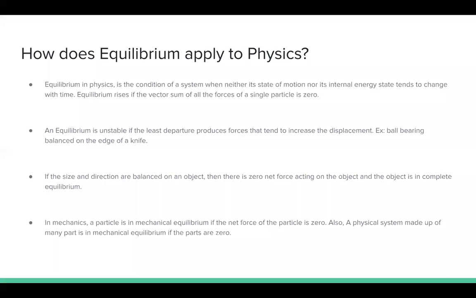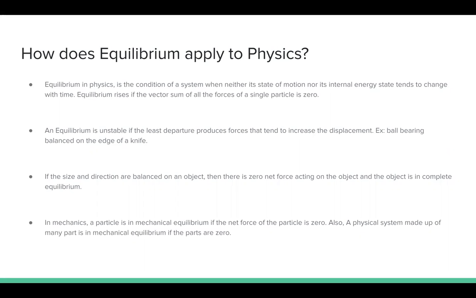How does equilibrium apply to physics? Equilibrium in physics is the condition of a system in which neither its state of motion nor its internal energy state tends to change with time. Equilibrium arises if the vector sum of all the forces on a single particle is zero. And equilibrium is unstable if the least departure forces that tend to increase the displacement.